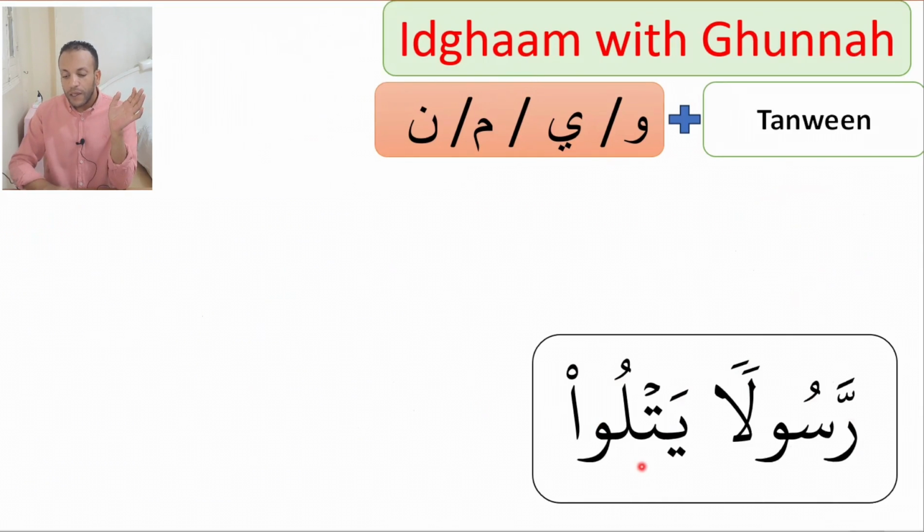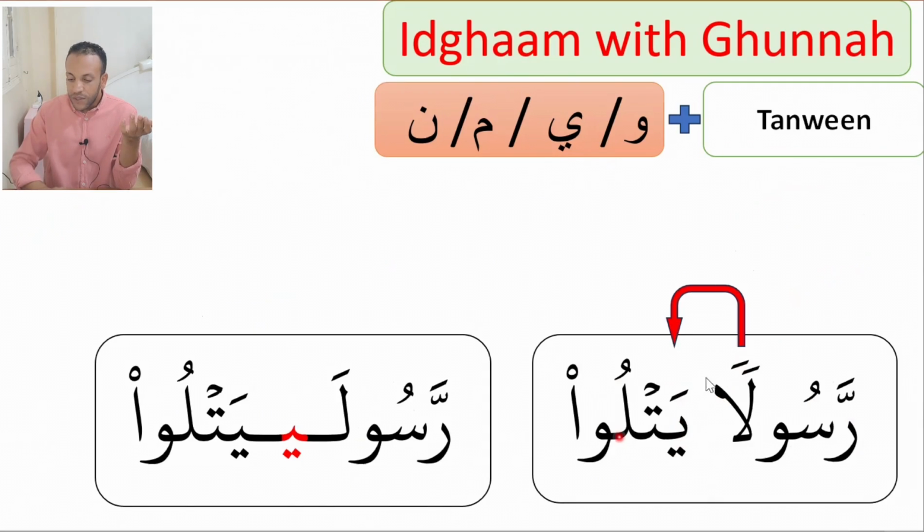I will insert the Tanween in the following letter. I will double the following letter, and I will not pronounce the Tanween. So the Noon of Tanween will be Ya, because the following letter is Ya. I will do the nasal sound, and I will prolong the nasal sound for a duration of 2 harakat.